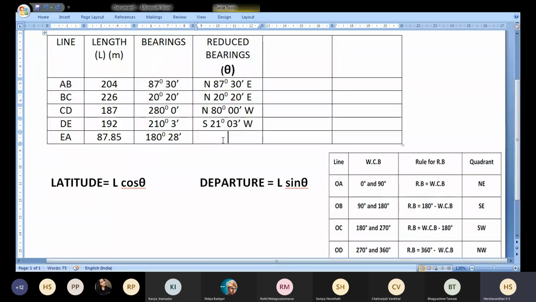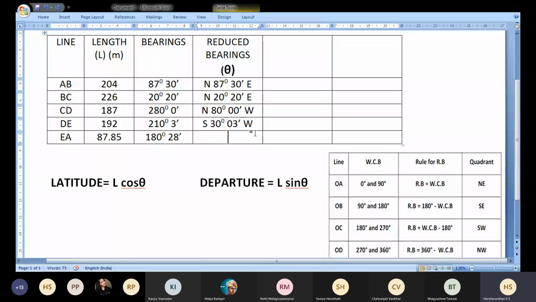Finally, for line EA, what will be its reduced bearing? The angle is 180 degrees 28 minutes. So it is 28 minutes more than 180, so it lies between 180 and 270. South 30 degrees 3 minutes west, sir. 30 degrees 3 minutes. Okay, 210 minus 180, 30 degrees 3 minutes. Okay, correct.